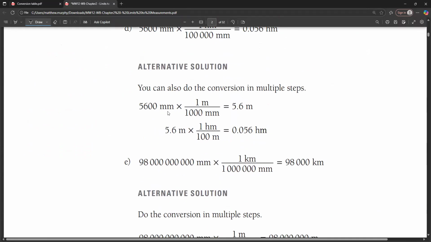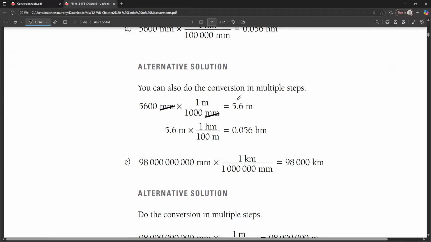Take the mils, turn them into meters. So they have it set up like I do. They want meters, millimeters on the bottom, and it's a 1 to 1,000. Millimeters cancel. 5,600 times 1 divided by 1,000 is 5.6 meters.